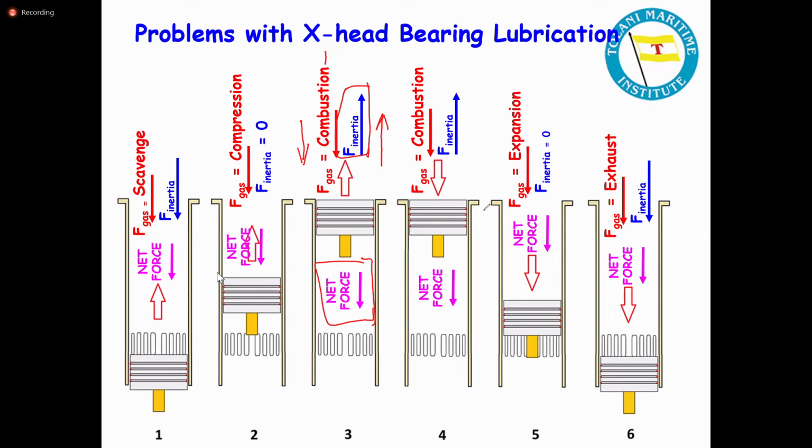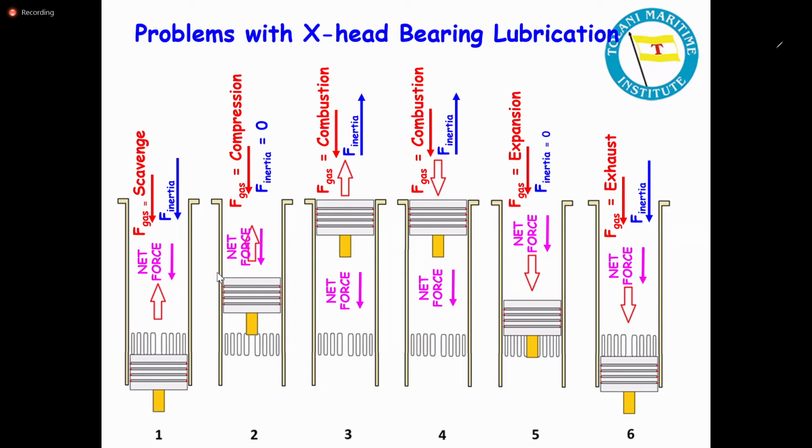Then the piston started to reverse its direction. Now piston will start accelerating in downward direction. So inertia force is still acting in upward direction and the combustion gas force is still acting in downward direction. This is heavy and this is comparatively lighter. So heavy minus lighter, net force is again in downward direction and it's a heavy magnitude. So point number 4, the force is still in downward direction.